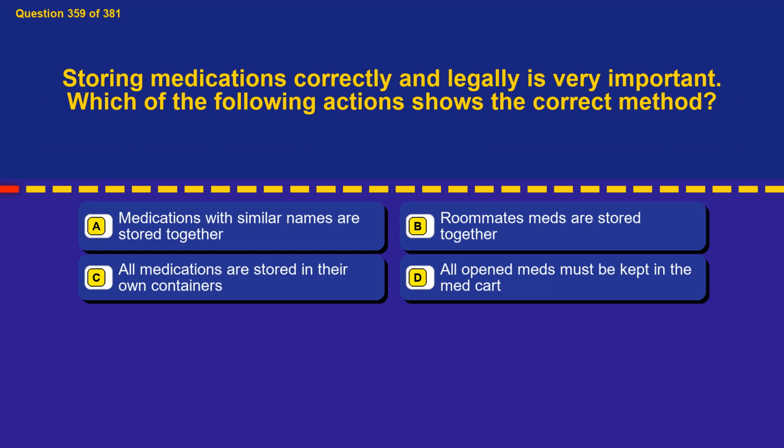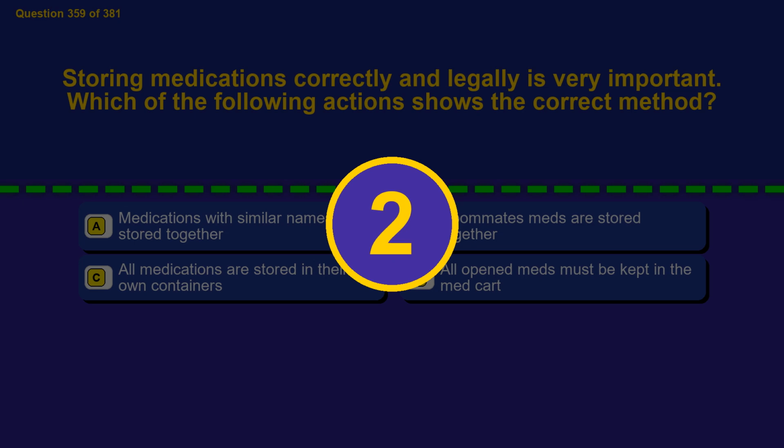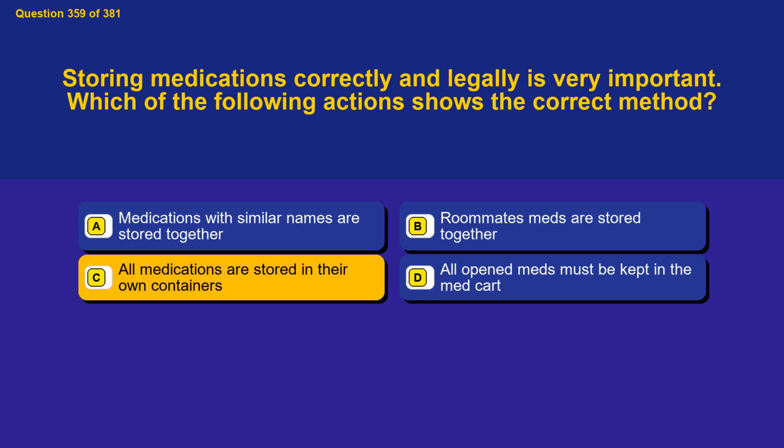Question 359. Storing medications correctly and legally is very important. Which of the following actions shows the correct method? Option A, medications with similar names are stored together. Option B, roommates' meds are stored together. Option C, all medications are stored in their own containers. Option D, all open meds must be kept in the med cart. The correct answer is option C. All medications are stored in their own containers.